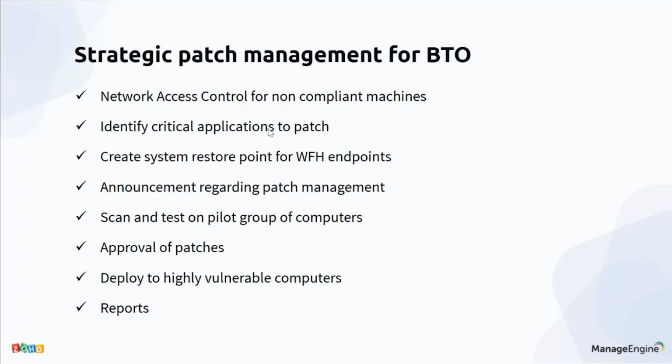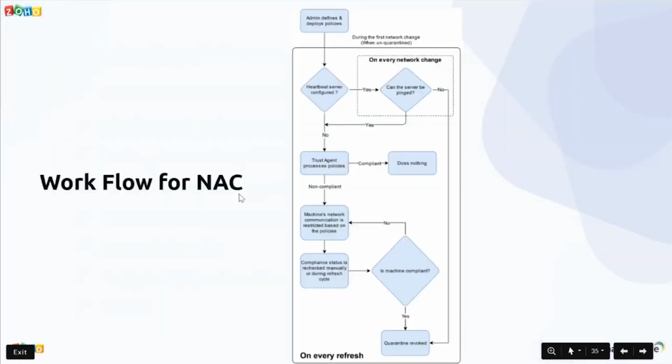Before we initiate any of these patch tasks, we're going to create restore points and configure announcements to keep the end users informed about our patching tasks. Let's look at them one by one now. Like I mentioned, the first step is to check the compliance status of our machines coming back to office. This can be achieved using our Network Access Control or NAC module.